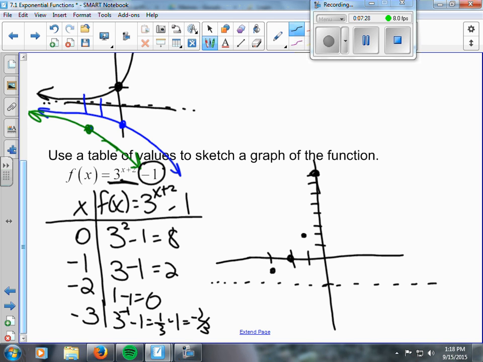If you weren't sure about it, you could have also plugged in negative 4. At negative 4, you're going to get 1/9 minus 1. That's negative 8/9. So you're getting closer and closer to negative 1. And then I'm going to sketch my graph. And that's a nice graph there with all those points on it.